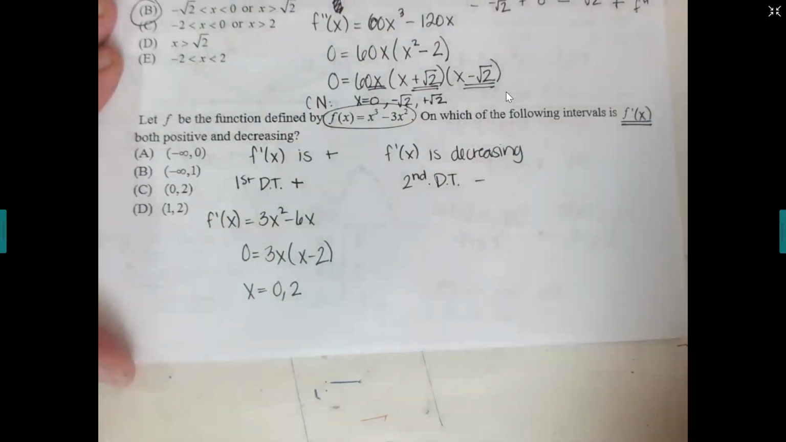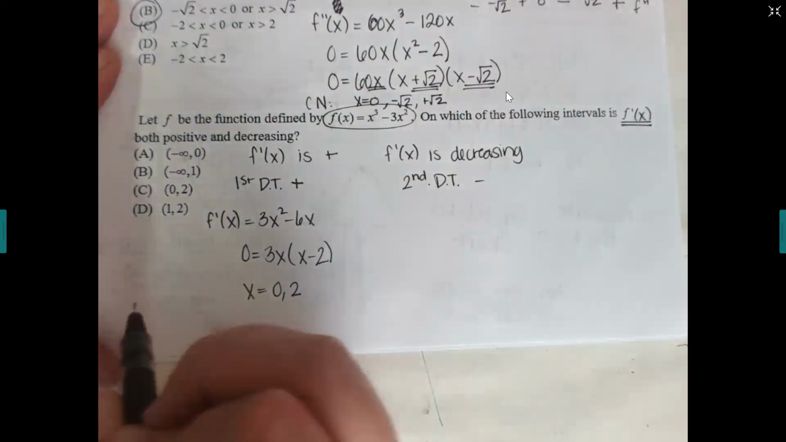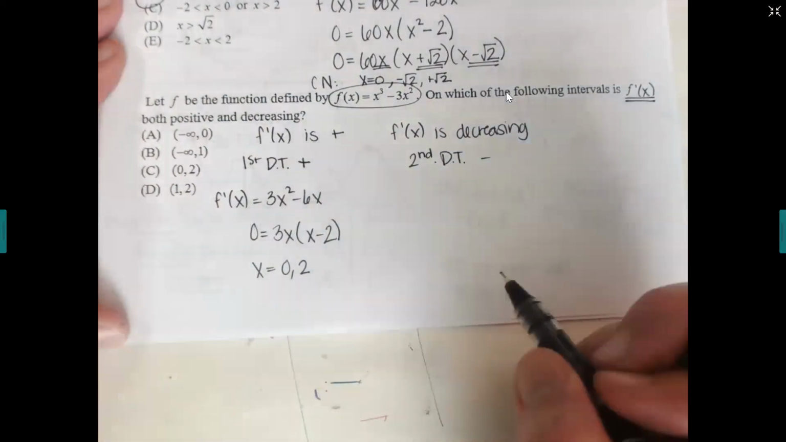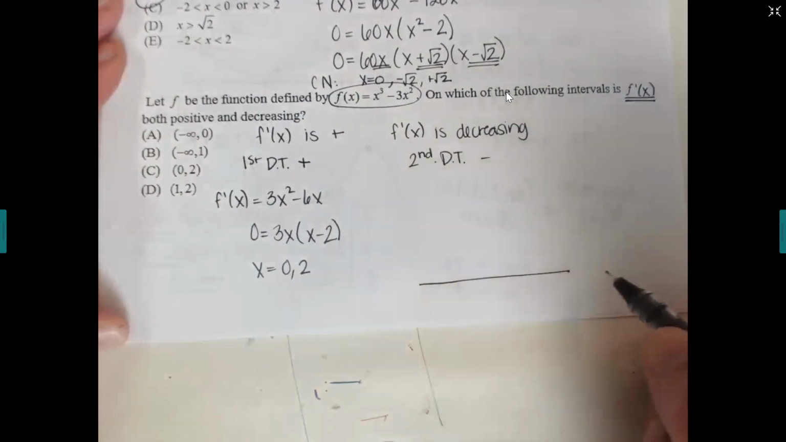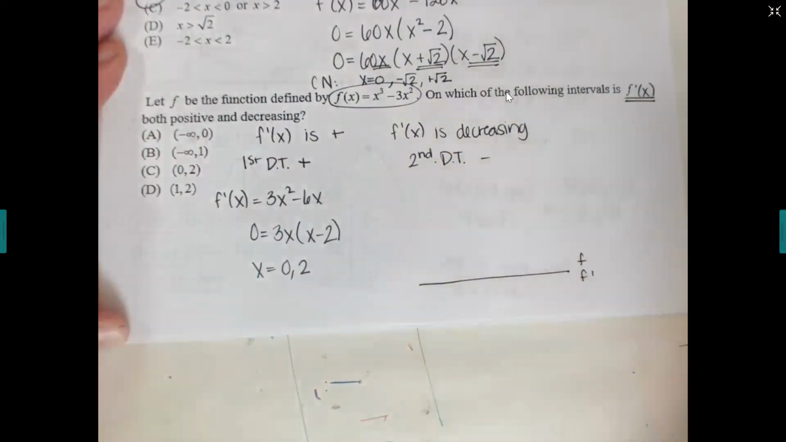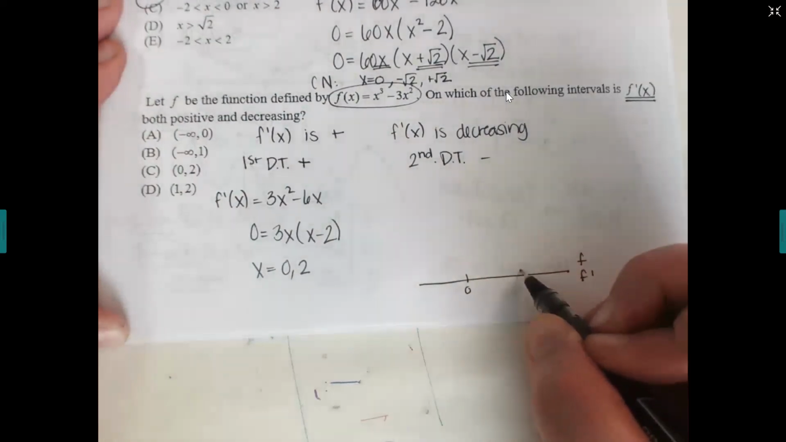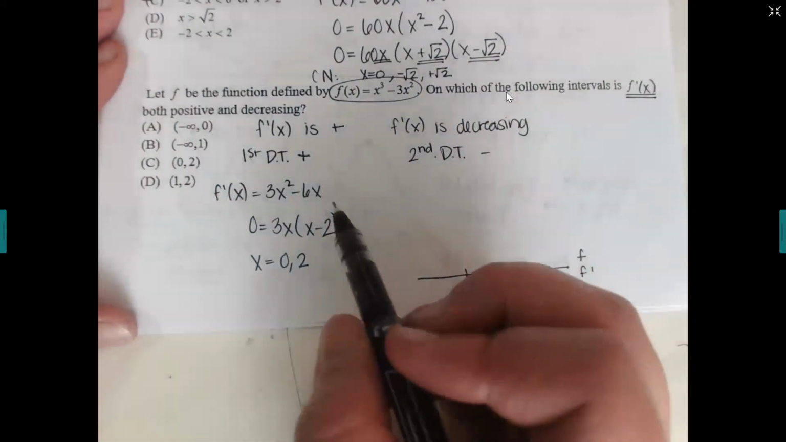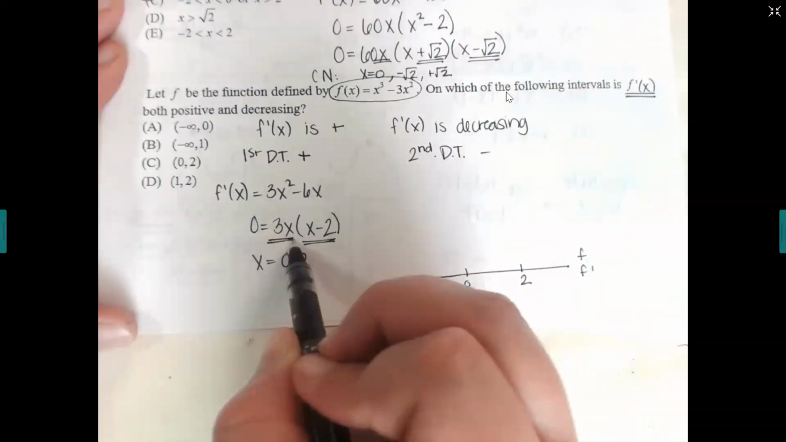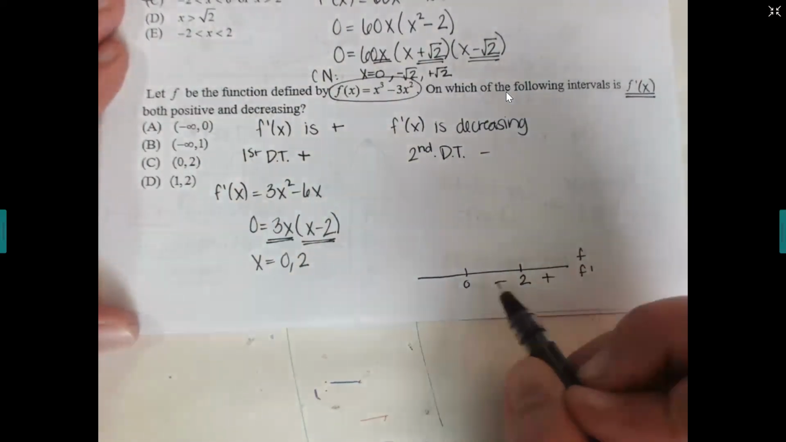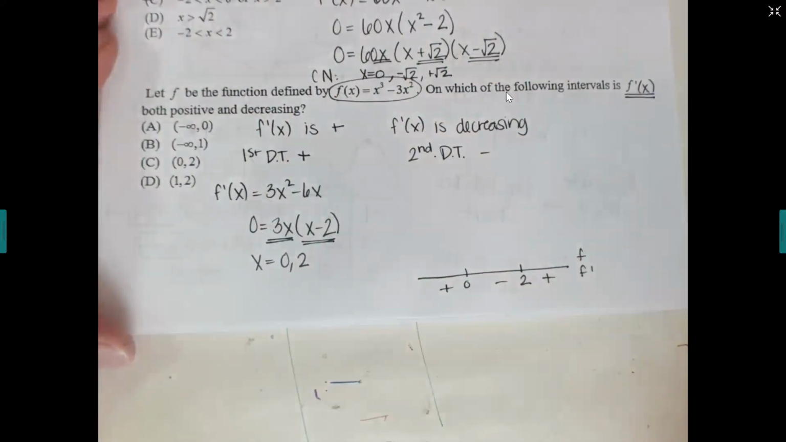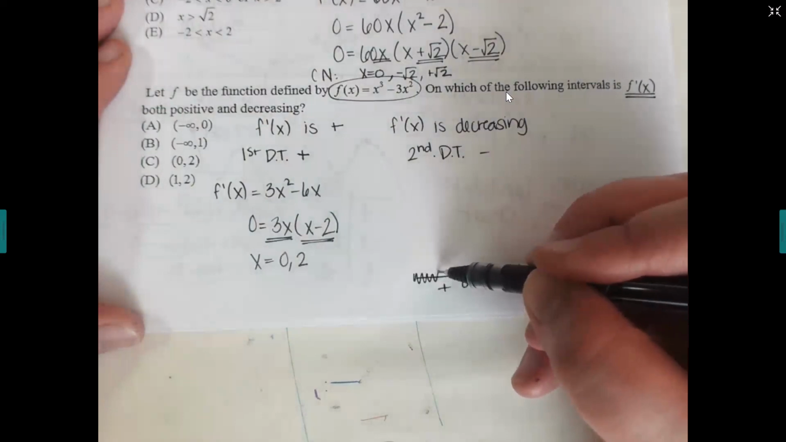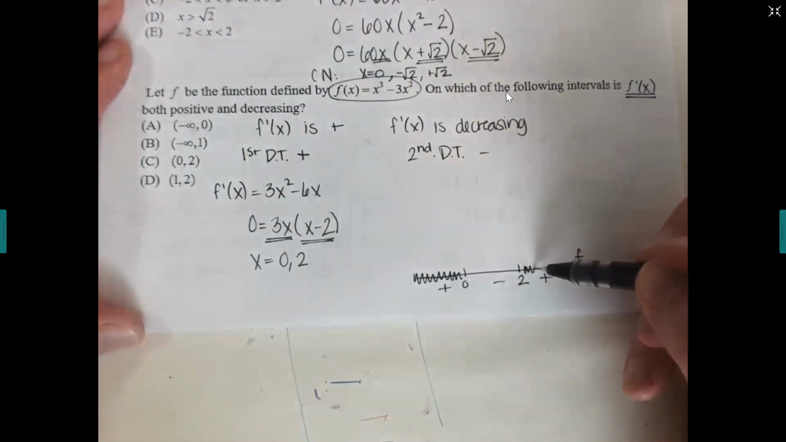I'm going to set up my number lines right over here, because remember, anytime you have a double line chart, you want to stack them. So I'm going to do my f prime one right here. 0 and 2. Bigger than 2, say I pick 3. 3 minus 2 positive, 3 times 3 positive, so it'll be plus minus plus. And then I want this far left and this far right.